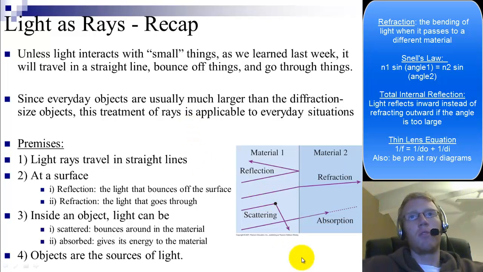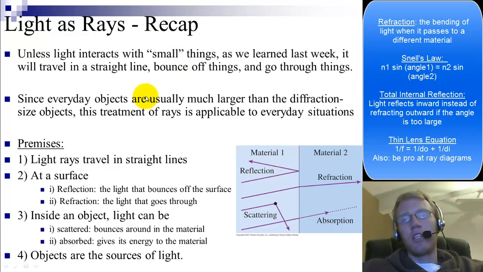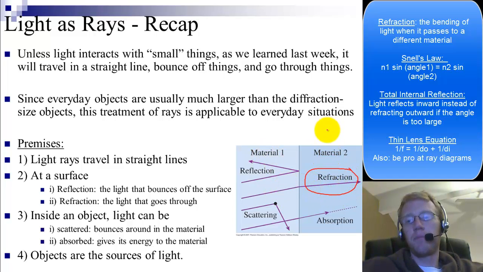This is the same slide I had as a recap in the other lecture, so I'll do it very briefly. When light interacts with small things, it can exhibit wave properties, which will be in the next chapter. When it's not exhibiting its wave properties, it acts like a particle traveling in a straight line. It can either bounce off or go through things. What we're going to focus on in this chapter is refraction, which is when the light passes from one material into a second material.